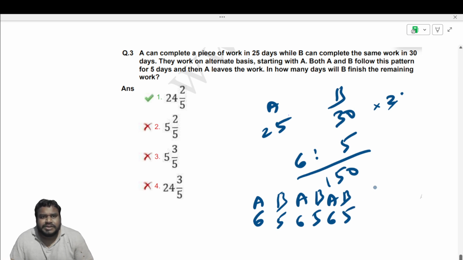This pattern continues for 5 days. So till 5 days it should happen, till this point. After 5 days, A leaves the work. So when they work for 5 days on an alternate basis, okay.